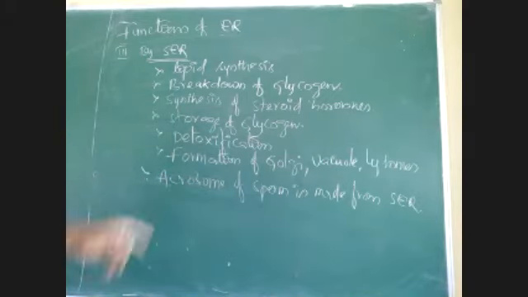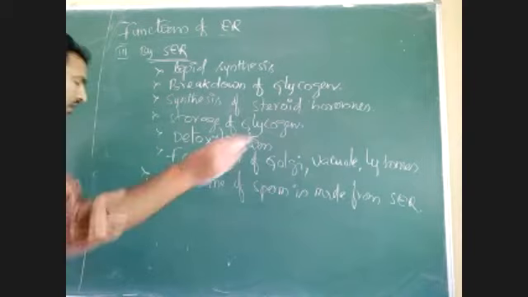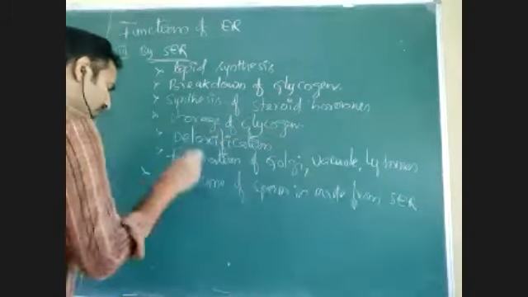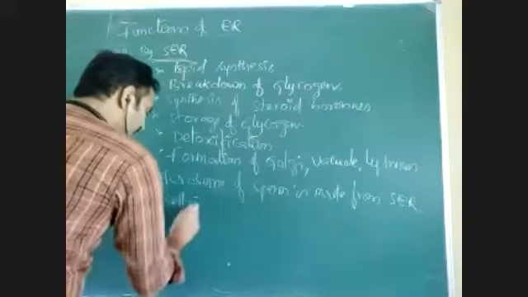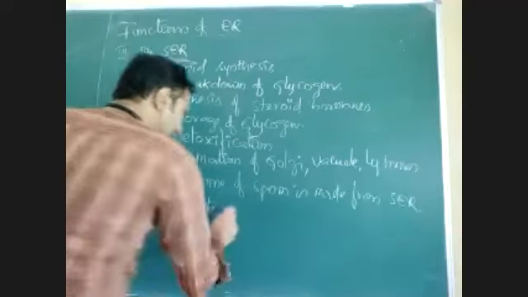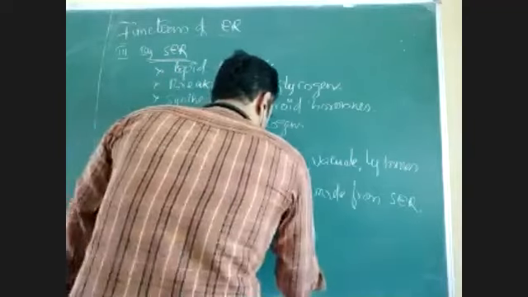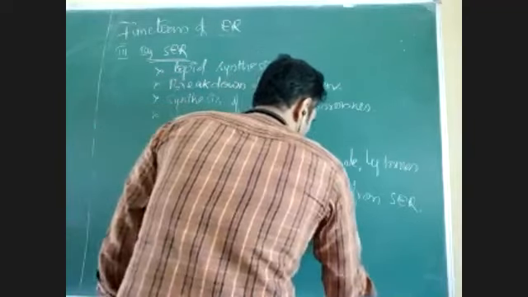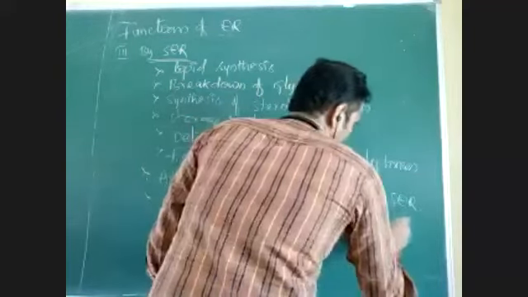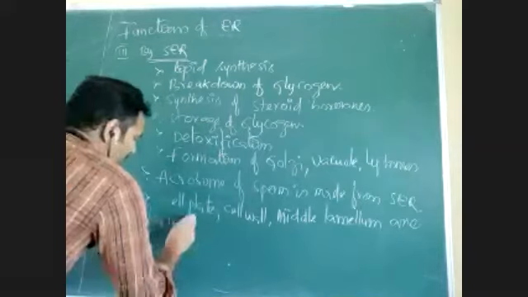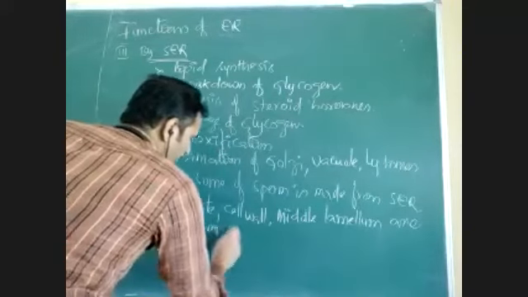Production of Golgi apparatus. And in the cell wall, I told you, cell plate is there, na? Cell plate, cell wall, middle lamella are formed from smooth endoplasmic reticulum. Smooth endoplasmic reticulum is responsible for the formation of these also.